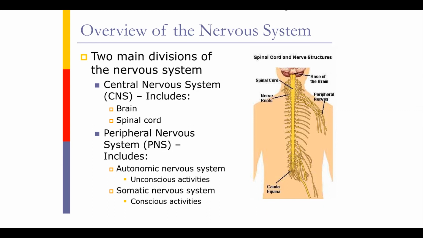So, just a quick overview: the central nervous system, called the CNS, includes the brain and the spinal cord. Everything that branches off from that is called the peripheral nervous system, and there are two types: those that happen automatically, the autonomic nervous system, and those that happen by conscious effort, which is called the somatic nervous system.